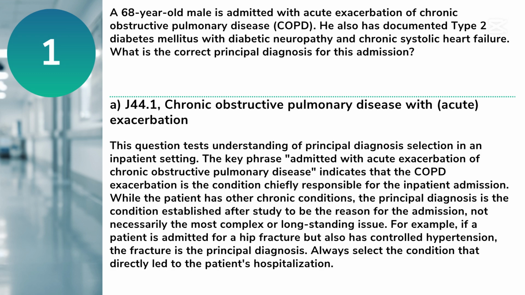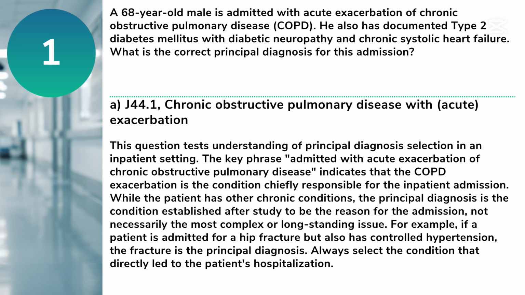Answer: A. J44.1, chronic obstructive pulmonary disease with acute exacerbation. This question tests understanding of principal diagnosis selection in an inpatient setting. The key phrase "admitted with acute exacerbation of chronic obstructive pulmonary disease" indicates that the COPD exacerbation is the condition chiefly responsible for the inpatient admission.